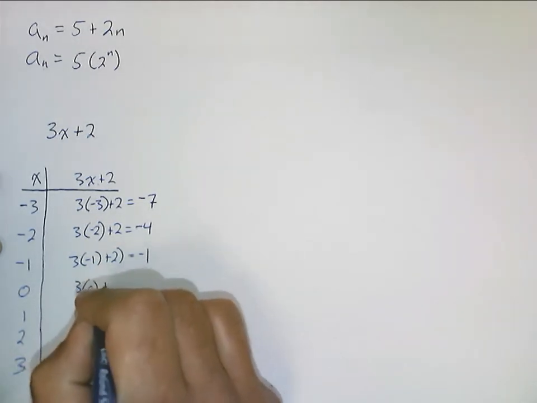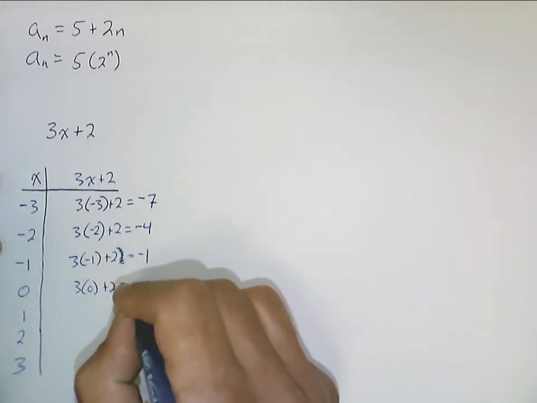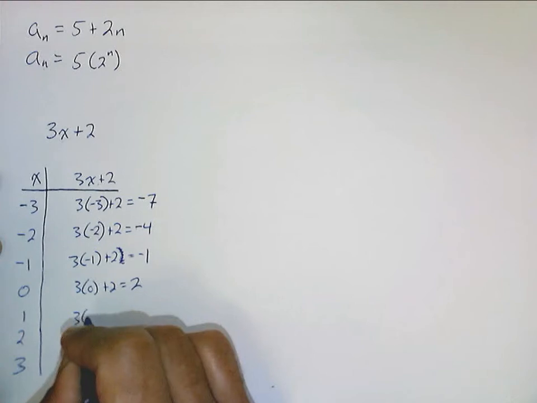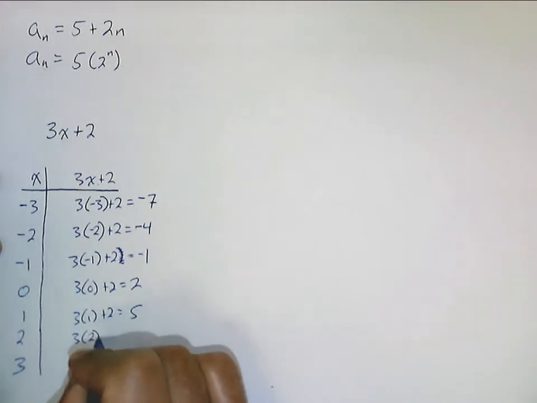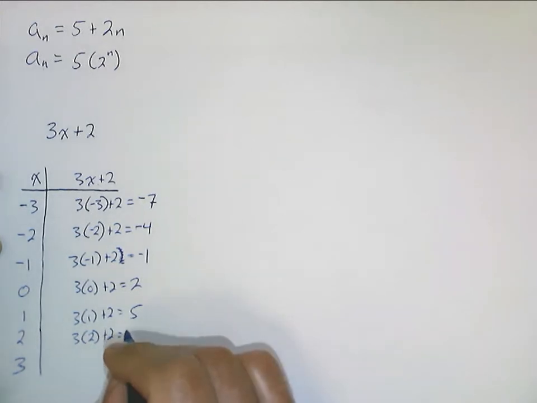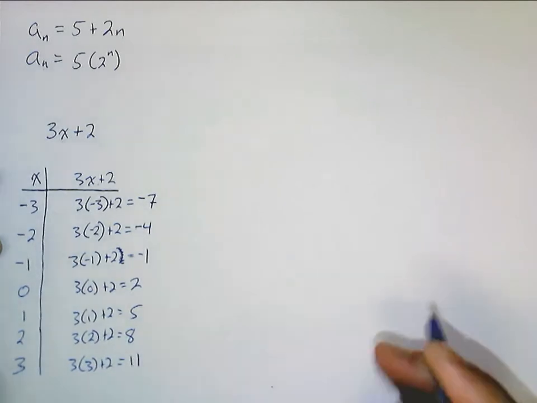3 times 0 plus 2, oops, I don't need that little parentheses right there, sorry, is equal to 2. 3 times 1 plus 2 is, of course, 5. And 3 times 2 plus 2 is, what do we got there, 8. And 3 times 3 plus 2 is equal to 11.